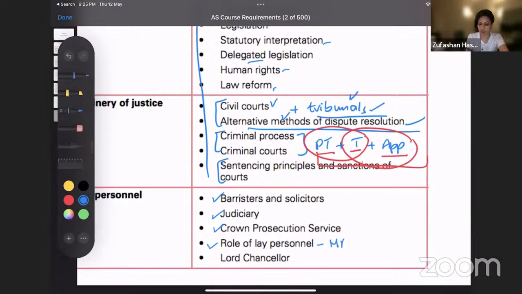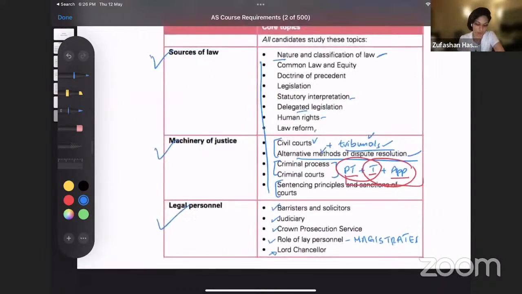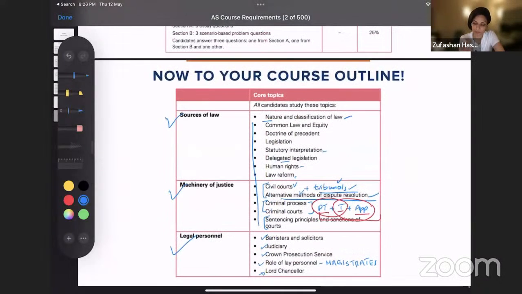So the examination phrases it a bit differently. Magistrates are lay persons, the common person who are not legally qualified, but they do hear and give decisions in the magistrates' courts. That's a different question altogether. The Lord Chancellor is not really examined on its own as such, but it's good to do it as a background chapter. So that is your course outline, right?